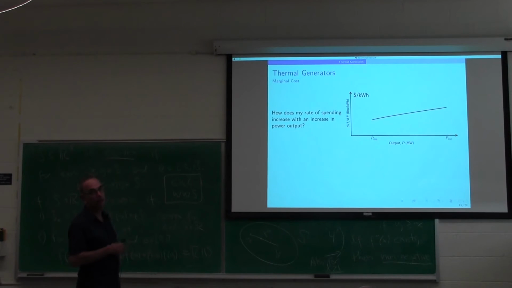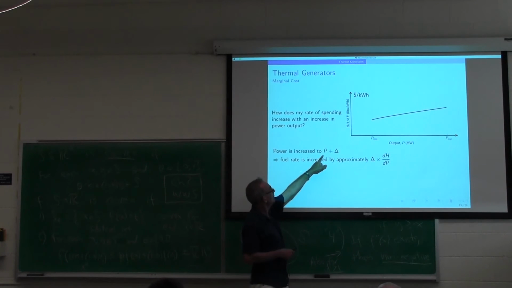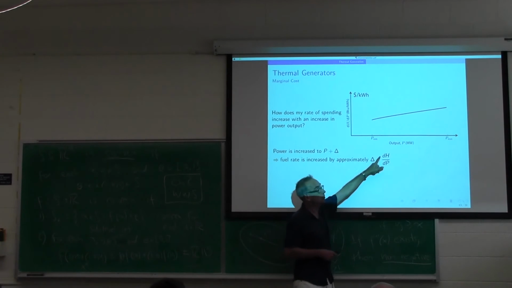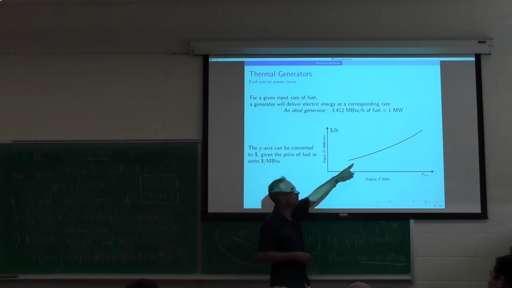Yeah, so the next thing that is important is marginal cost. Now, notice that the marginal cost is increasing. How is it defined? So it's the rate of spending. How does that increase with my increase in power output? So it's just basically, if I increase my power output from P to P plus delta, then I'm going to get an increase in fuel rate, which is going to be a derivative, dH/dP. So it's going back to that first curve, this one. It's a derivative of this.